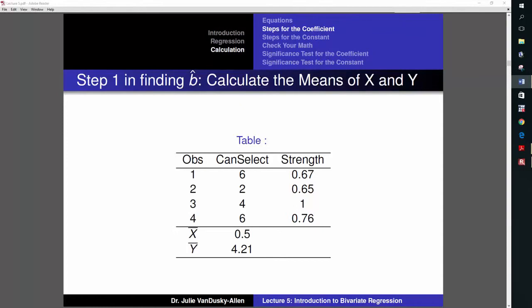Now I'm going to walk you through the steps of calculating a bivariate regression. I strongly encourage you to have the b hat and a hat equations written on a paper next to you so that as I go through the steps it will make more sense. I will use the example from the beginning of the lecture in this demonstration.